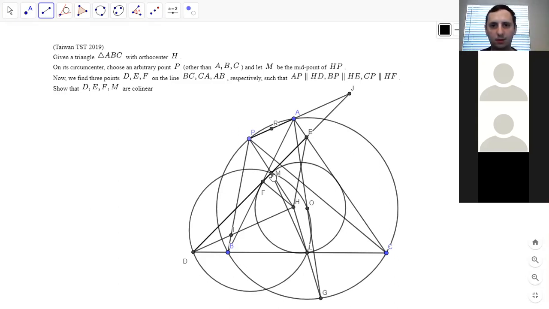Yeah, because DM is perpendicular to OM, FM is perpendicular to OM, EM is perpendicular to OM, so D, E, F, M are collinear. Oh, because they're all perpendicular to OM. Interesting. Let me think about this for just a second. I'll read what Anmol has, because I think Anmol looks like he solved it.